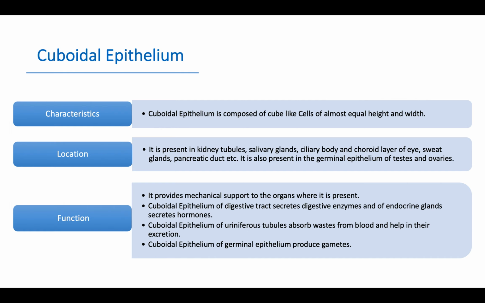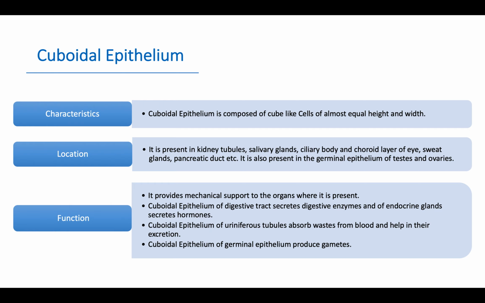Cuboidal epithelium. As the name indicates, the word cuboidal came from cube. It means the cells are in the form of cubes. Characteristics of cuboidal epithelium. Cuboidal epithelium is composed of cube-like cells of almost equal height and width.